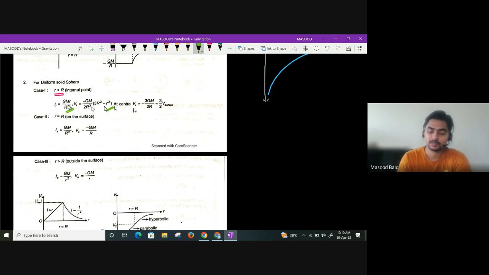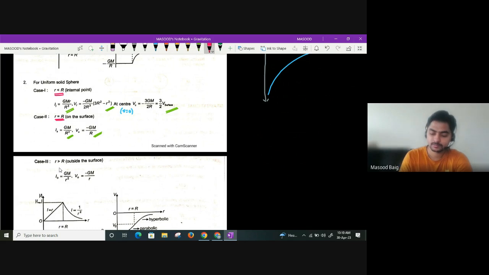At the center, what will be the value of small r? At the center, small r value will be 0. So if I substitute small r as 0, I'll get potential at the center as minus 3 by 2 times GM by R, which will be 3 by 2 times the potential at the surface. On the surface, again, same as that of your spherical shell: field is GM by R square, potential is minus GM by R.